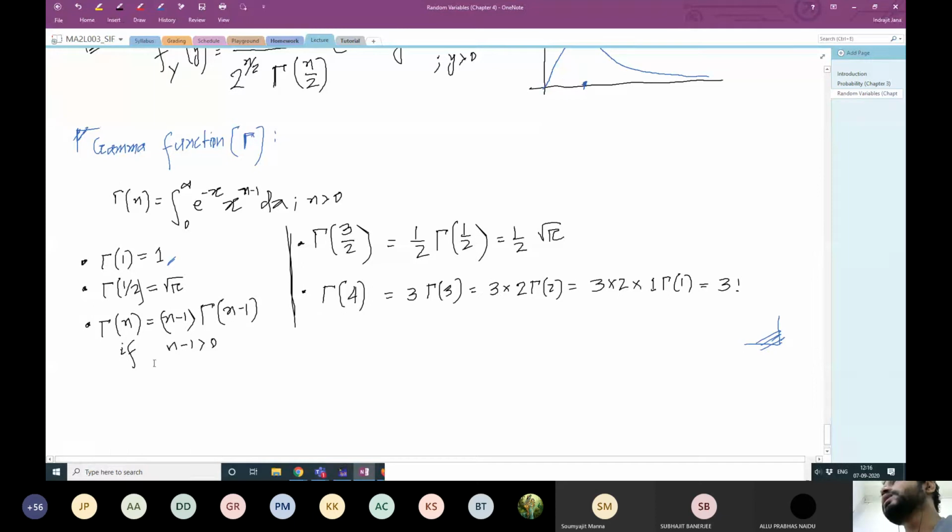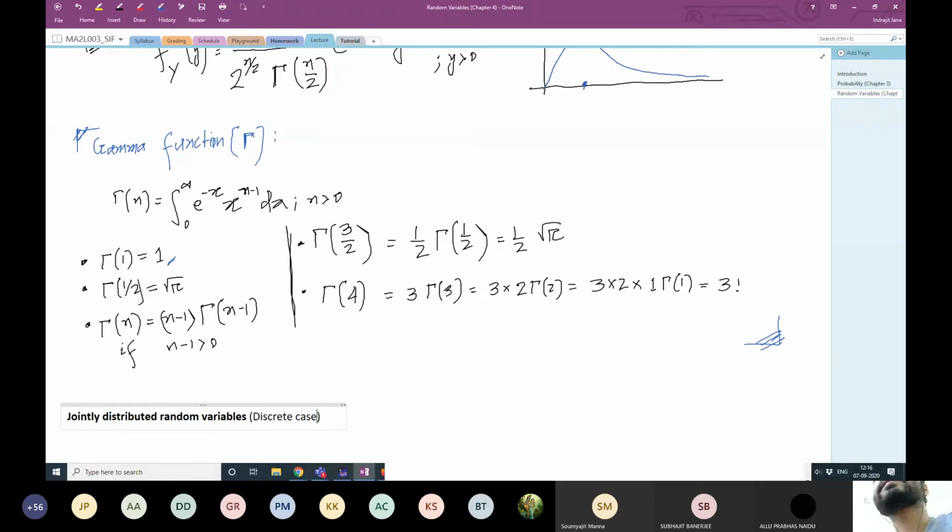So if not, I will move to the next topic, which is about jointly distributed random variables. Today I will have time to cover the discrete case only, and in the next lecture I will do the continuous case for the PDF. So let's start with an example. So example 1.